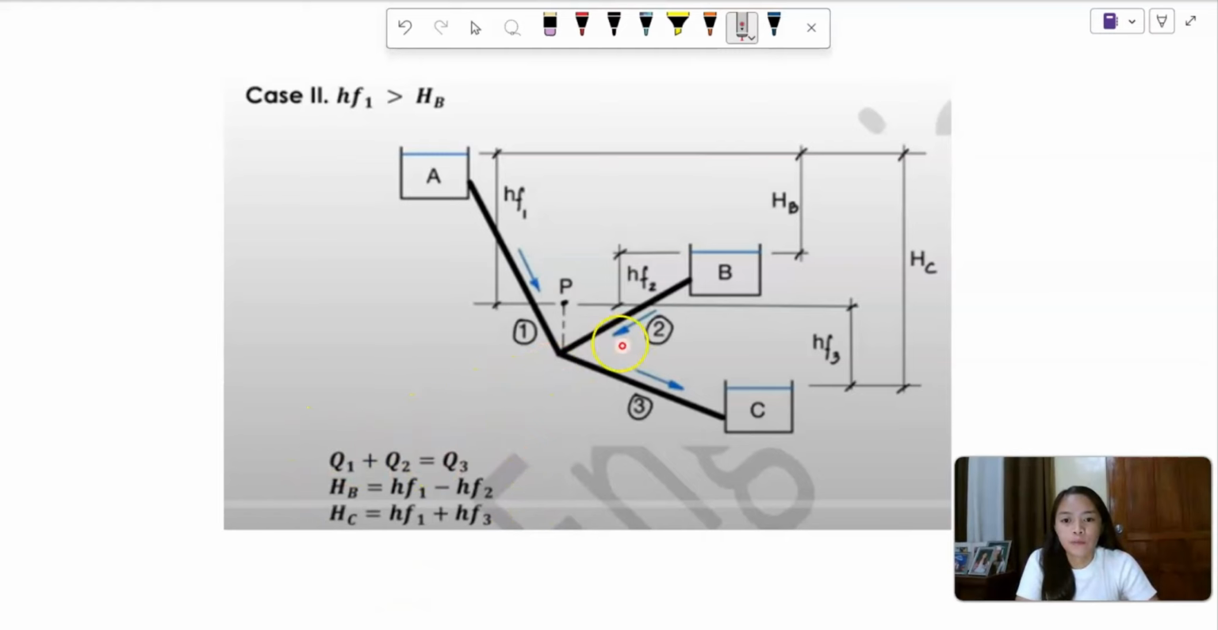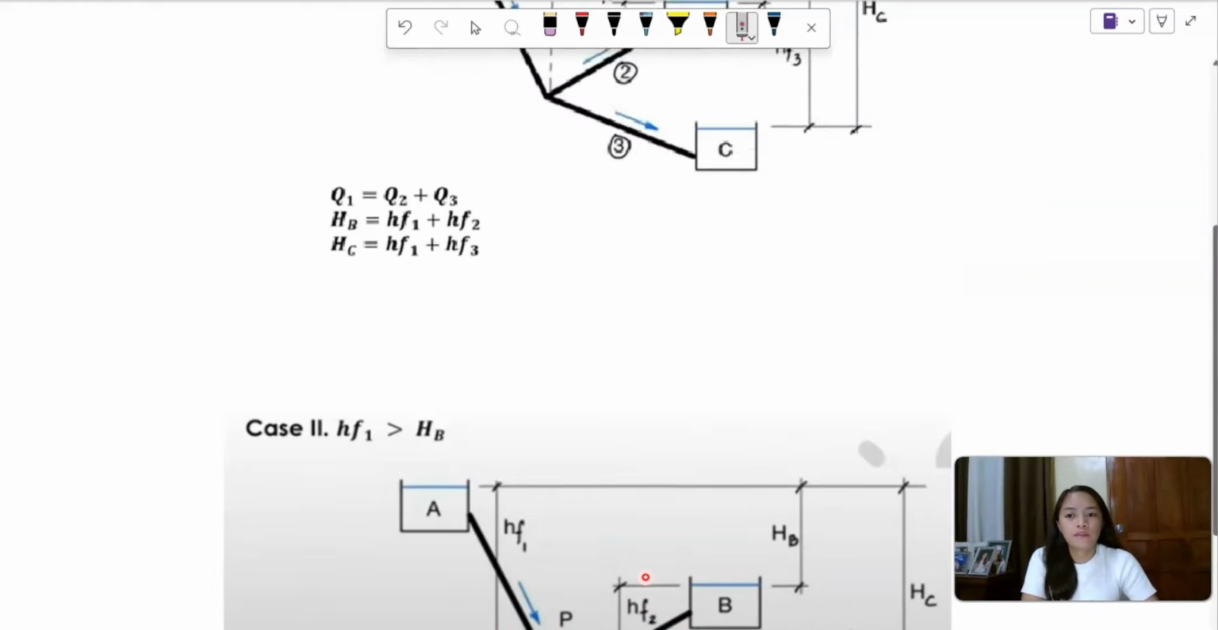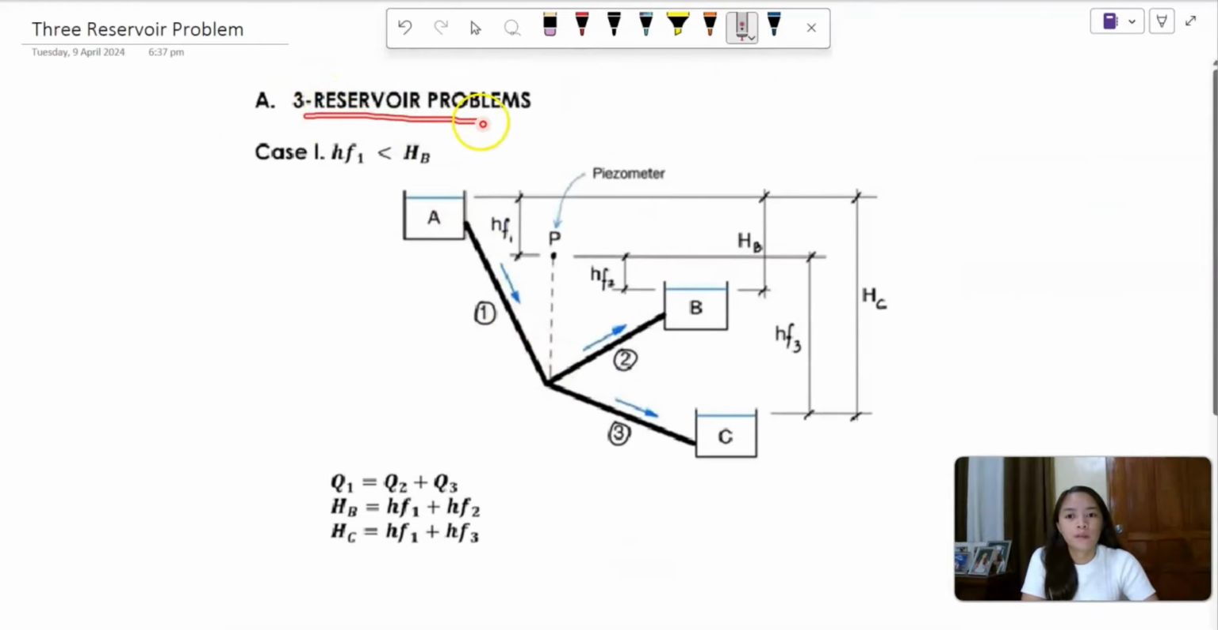So again, Q sub 1 plus Q sub 2 is just equal to Q sub 3. Then for our HB here, it is just the difference of HF1 and HF2. And for our HC here, it is just the sum of HF1 plus HF3. So those are the two cases of the three reservoir problems. So now let us move on to the examples.